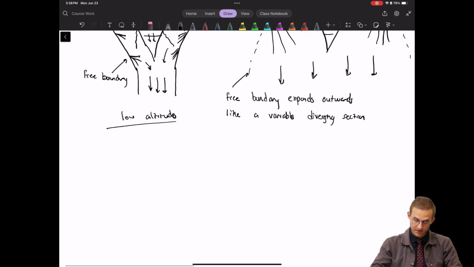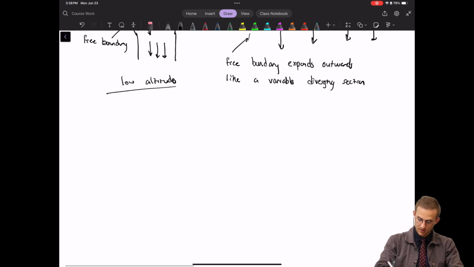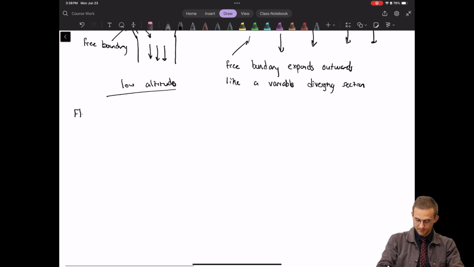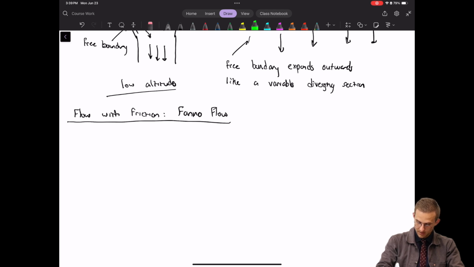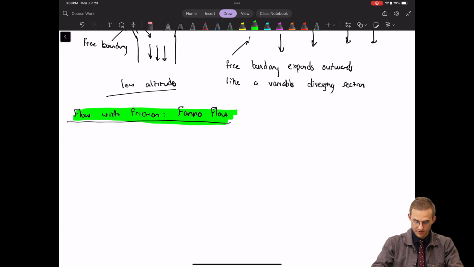But now I want to switch gears, and I want us to talk about internal flows again. In particular, flow with friction, which is termed Fanno Flow, which is named for a man named Gino Fanno, an Italian. And he has an interesting story as well, much like the other people that we've encountered so far. His name is Gino Fanno, and he was born in 1882 and died in 1962.